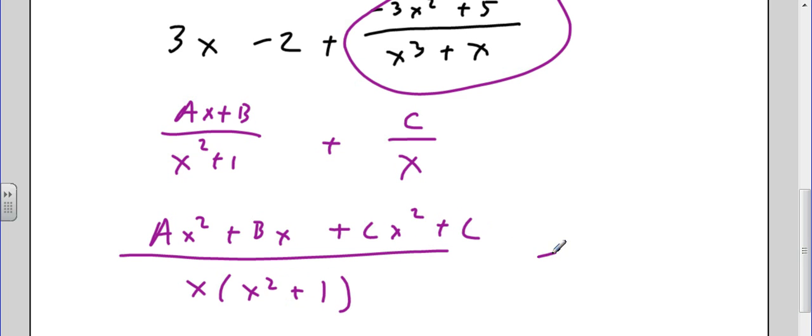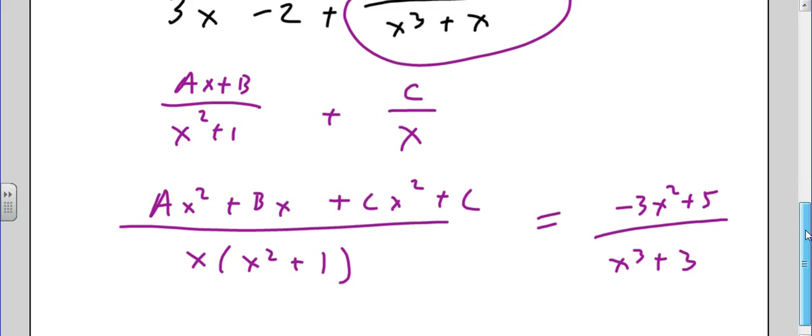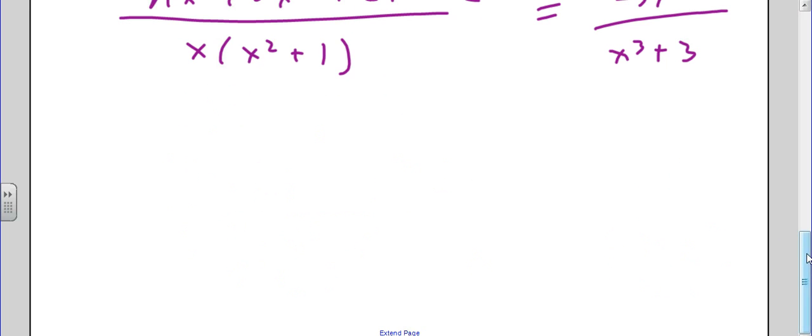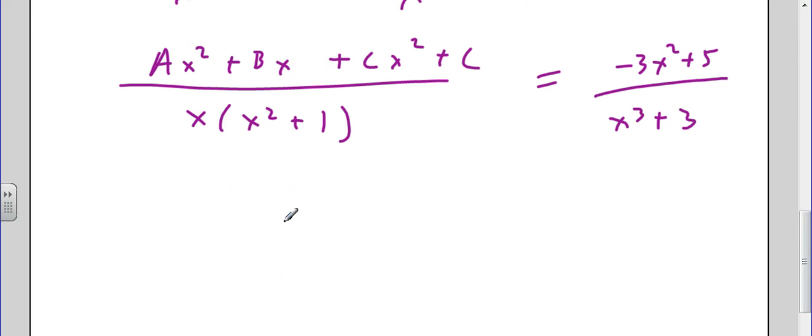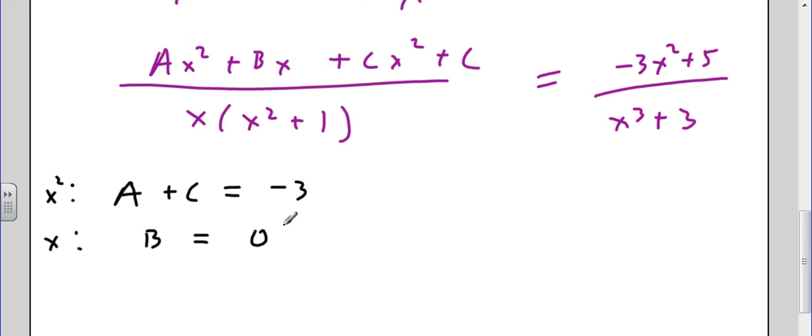All right, and then that's going to equal my common denominator, x cubed plus 3. And I need a minus 3x squared minus 5 on the top. Okay, well, that being the case, I look at the x squared term, and I see that a plus c has to equal minus 3. I look at the x term, and I see that b has to equal 0. There is no x term. And I look at the unit term, and I see that c has to equal 5.